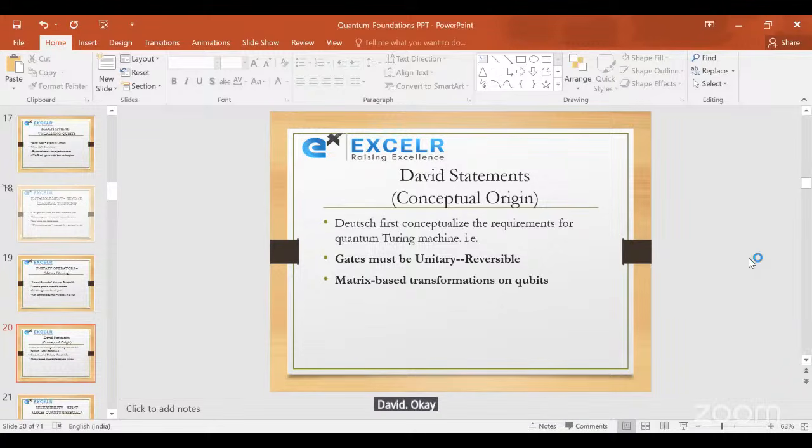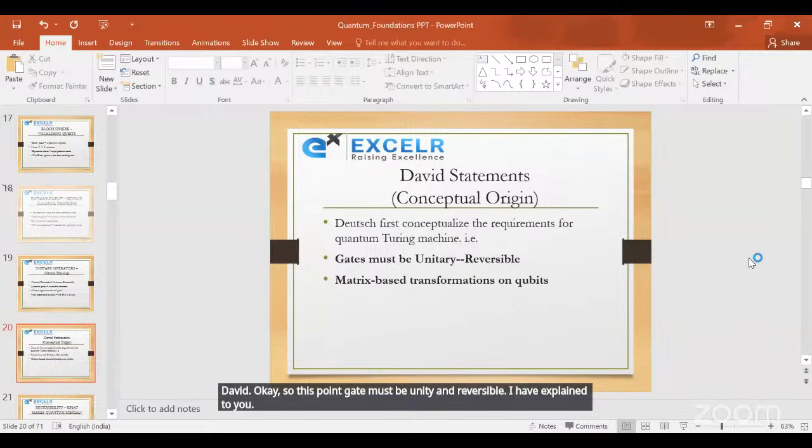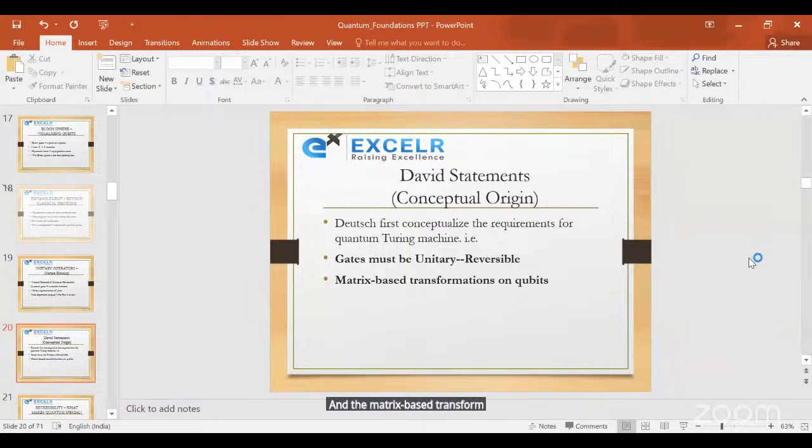So at this point, a gate must be unitary and reversible. I have explained that to you, and a matrix-based transformation on a qubit. So when there is a matrix, there will be an operator.